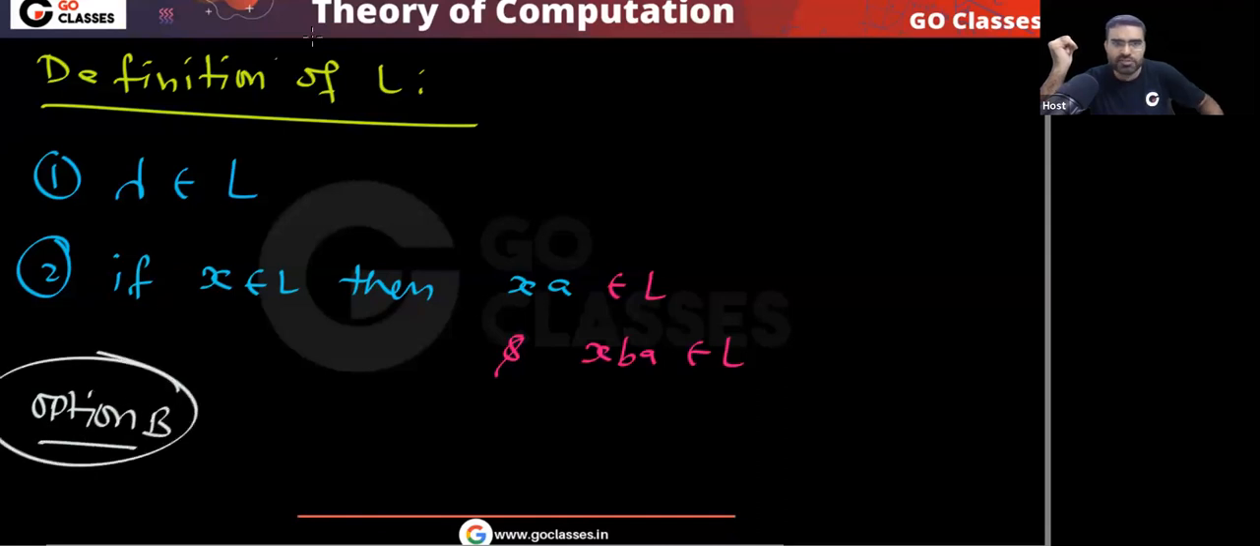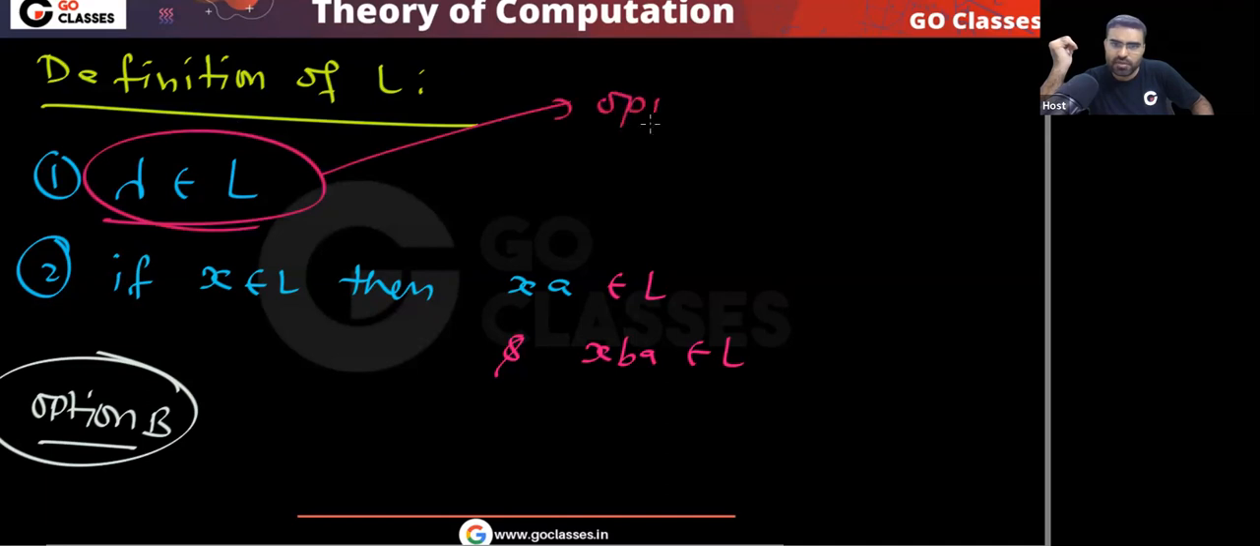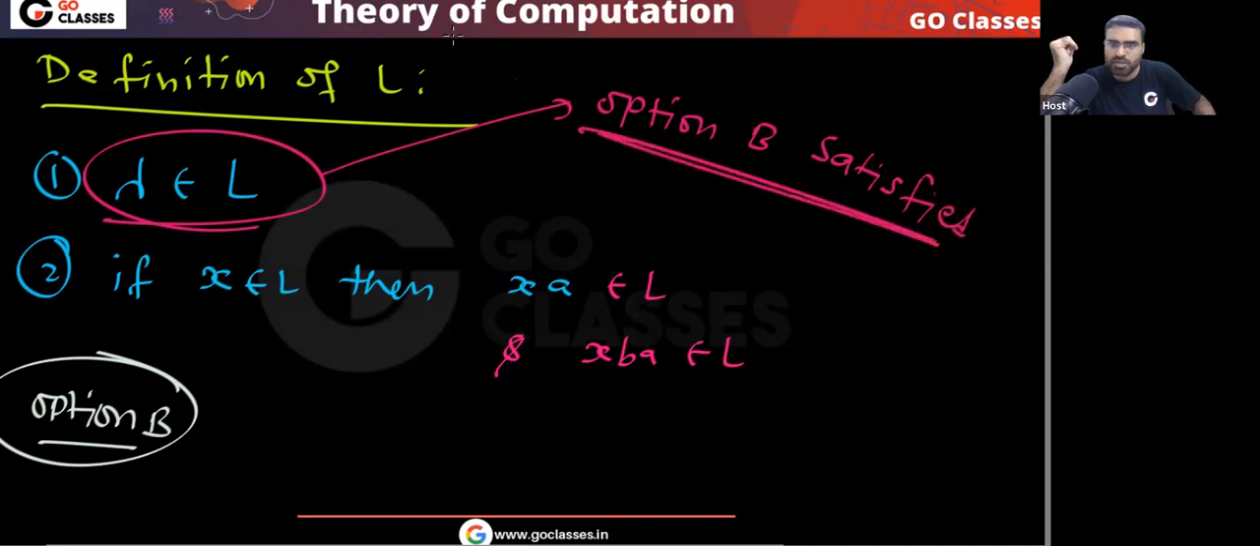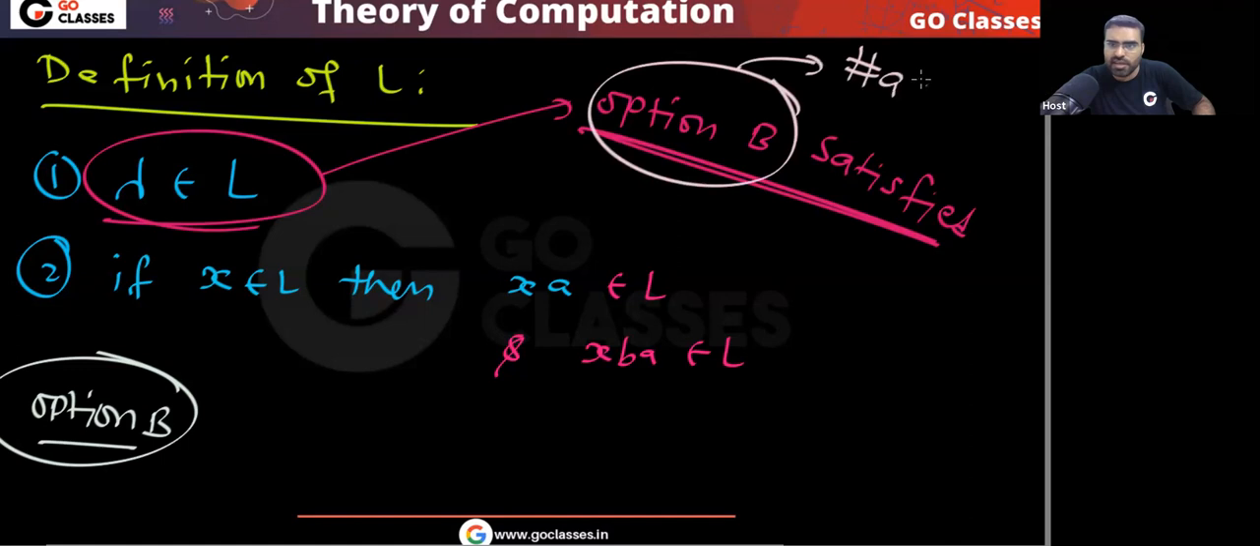See, option B is satisfied by this string, agree? Can I say option B is satisfied? Okay. So option B is satisfied by this string. Yes or no? What is option B? Option B is saying that the number of A's is greater than or equal to the number of B's. Yes or no? So option B is satisfied by this string.